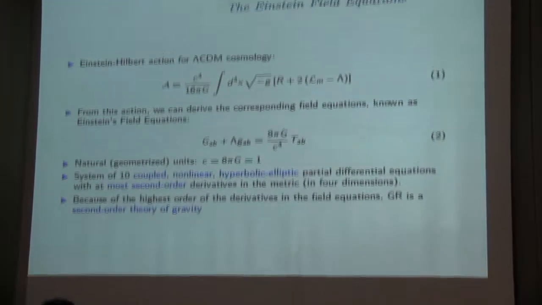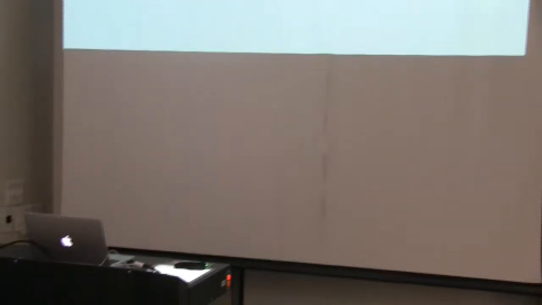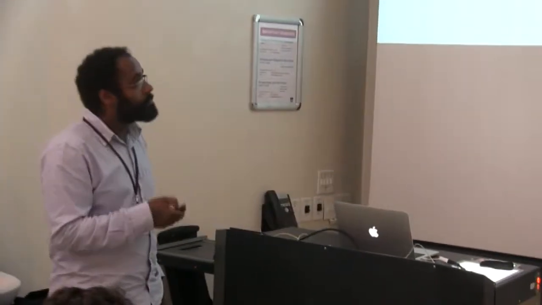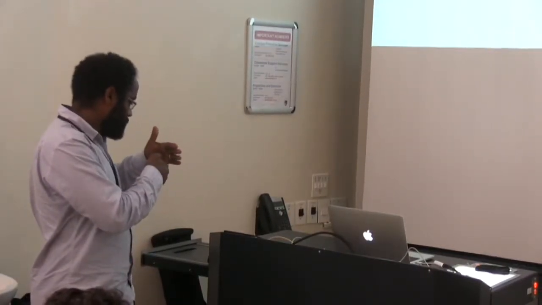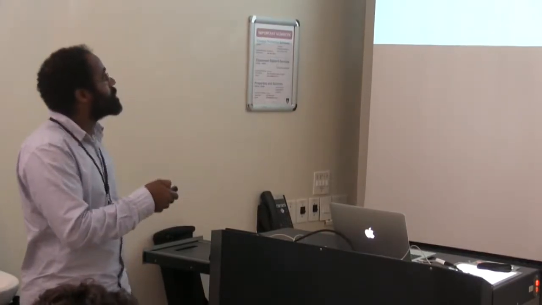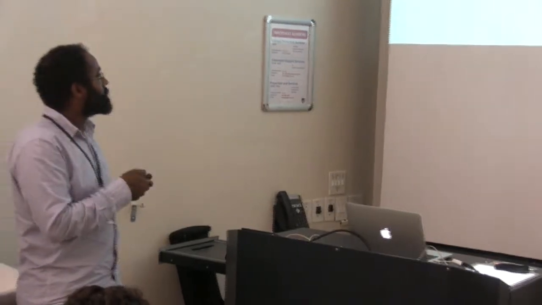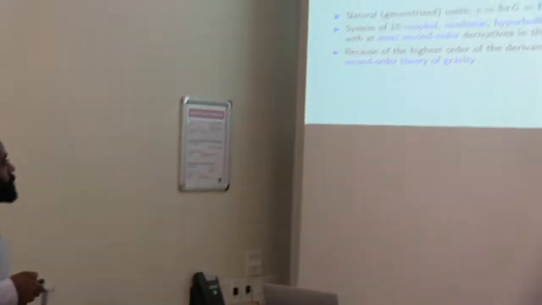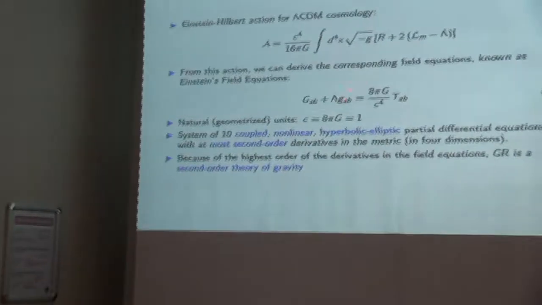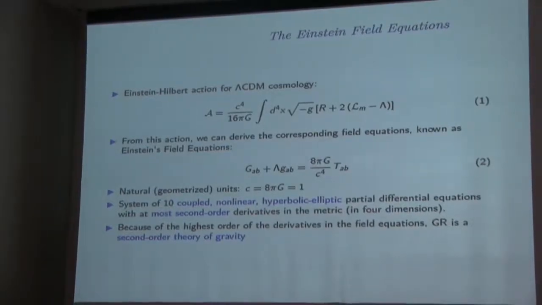Let's see. Just to give a little background, otherwise straightforward stuff: the Einstein-Hilbert action for lambda CDM cosmology is given by this action here. From this action, varying with respect to the metric, one can get these Einstein equations. We're going to use the usual convention that the speed of light and 8πG, where G is the Newtonian gravitational constant, will be normalized to unity.